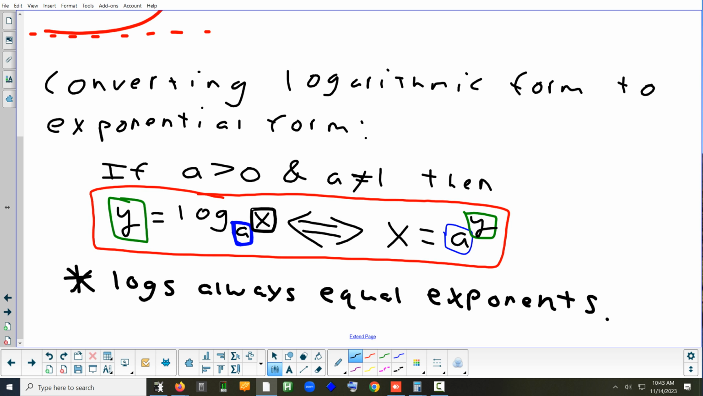So changing between log form and exponential form, there's no math involved. It's just taking things and rearranging them. Next, we'll try a few of those and how to solve a few equations doing that, and then I think that'll be a good place to stop.